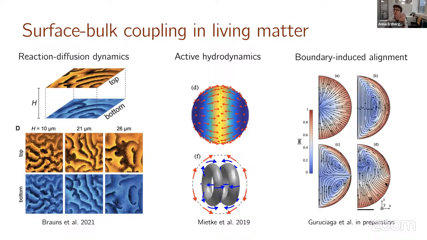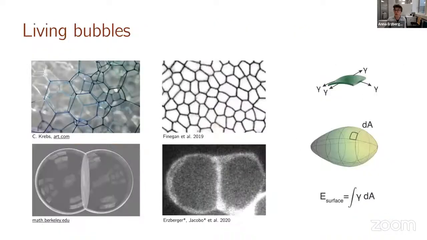The last example is a very quick preview of work that is ongoing in my group. I will not talk about it today. Here we are interested in boundary-induced polar alignment and how the geometry, the curvature of the boundary, affects the defects that form at the center. In biological physics in general, there has been a rich tradition of using the analogy between bubbles and foams and cells and tissues. There are many works and many modeling frameworks that rely on this idea.